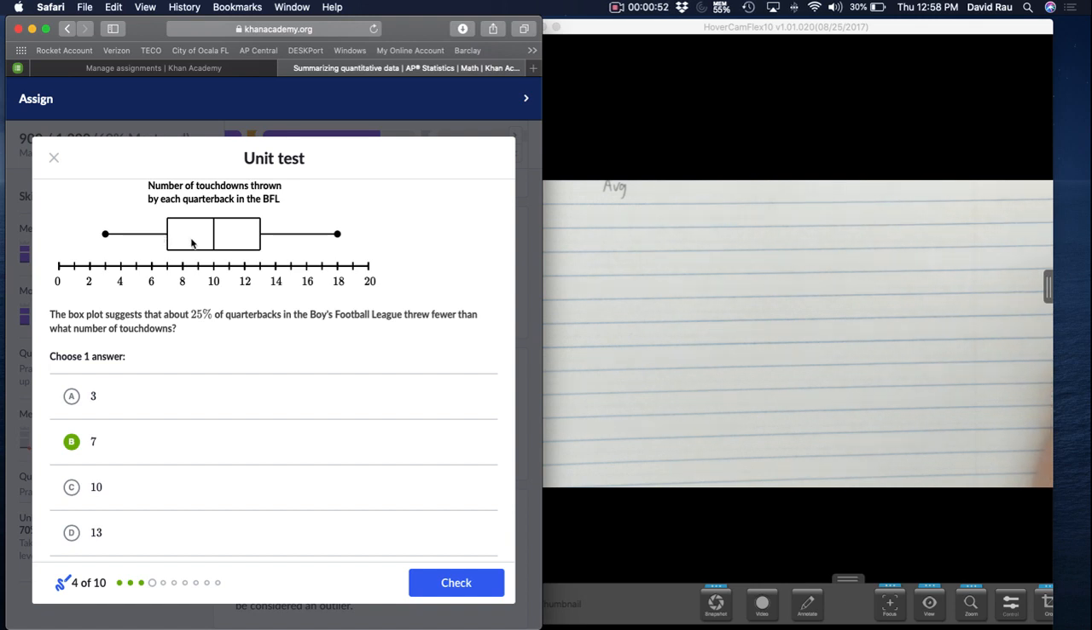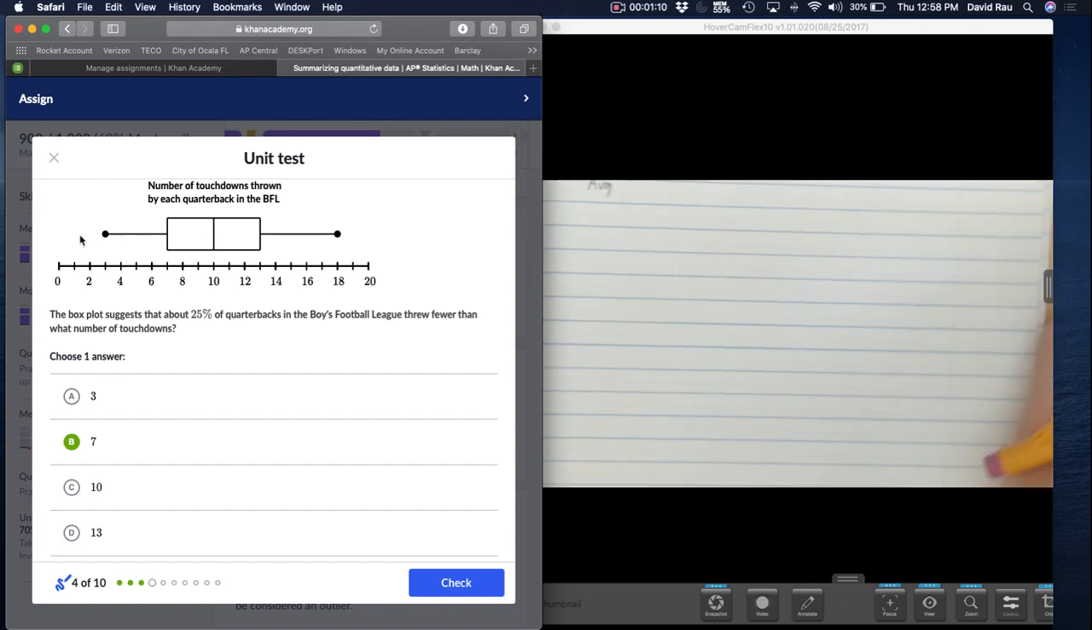And then if it said about 50% of quarterbacks, that means the answer would be 10, because 50% threw fewer than what number? Well, 10 is right here, and 50% of the data is less.